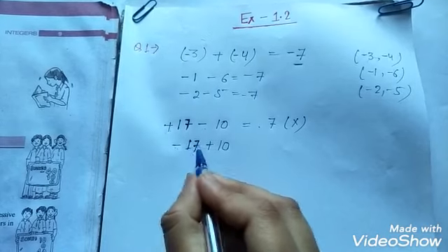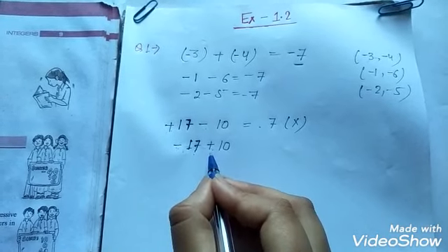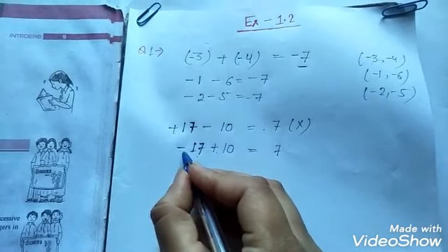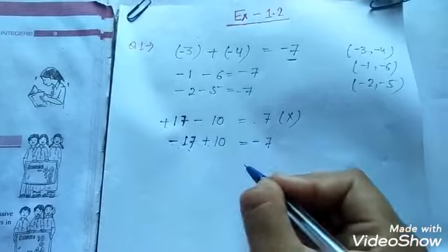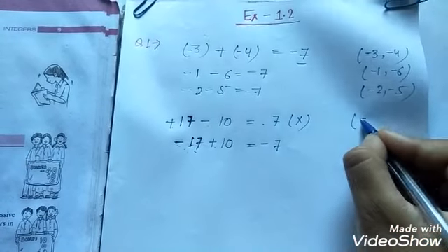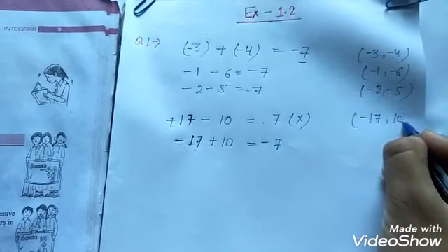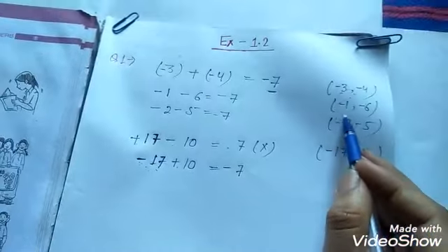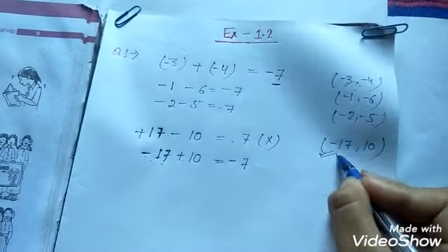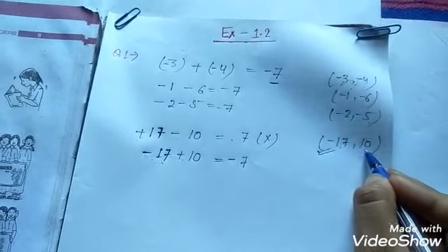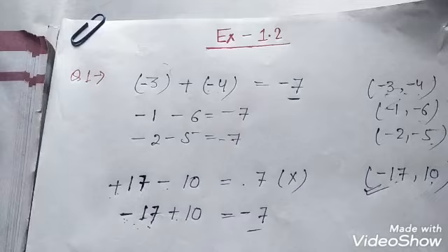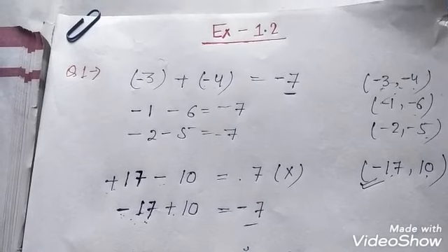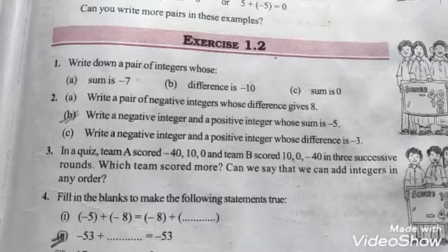Plus minus. 17 minus 10 is 7. And 17 is a greater number, its sign is negative, so the answer will be negative. So the next pair is -17 and 10. In the first pairs, both the integers are negative. In this pair, one integer is negative and one integer is positive. So we have lots of pairs of this type of integers whose sum is -7.